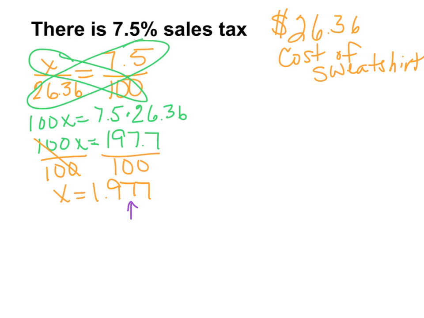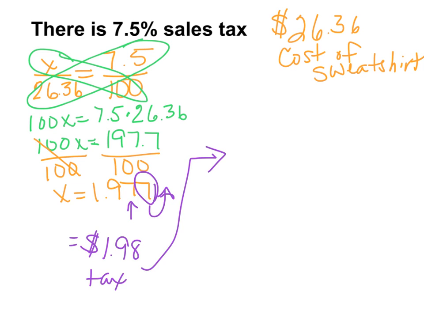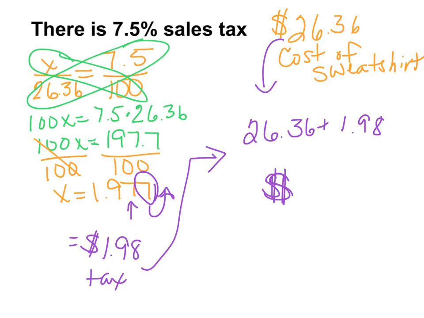I know it needs to round to that place, so I look at the 7, which is larger than 5, so again it goes up. So this is going to equal $1.98 for the tax. So I take this and I add these together. I've got 26.36 plus 1.98, giving us a total of 28.34.